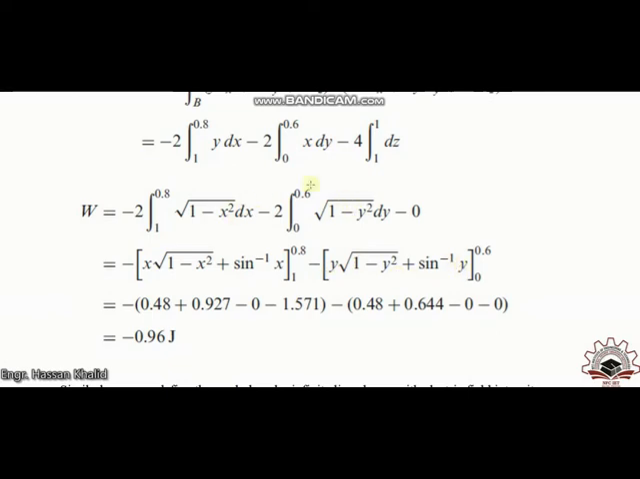Since these both are the same, only the difference is x and y, you can easily see that these have the same functions but with different variables, and the limits are from 1 to 0.8 for the x region, and for y it's 0 to 0.6. By plugging in all these values, we get 0.96 joule, which is the work done in moving the charge in the non-uniform electric field from location B to A.